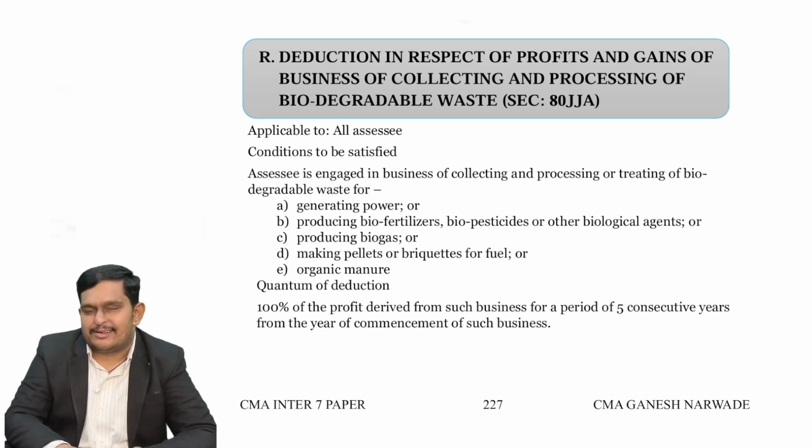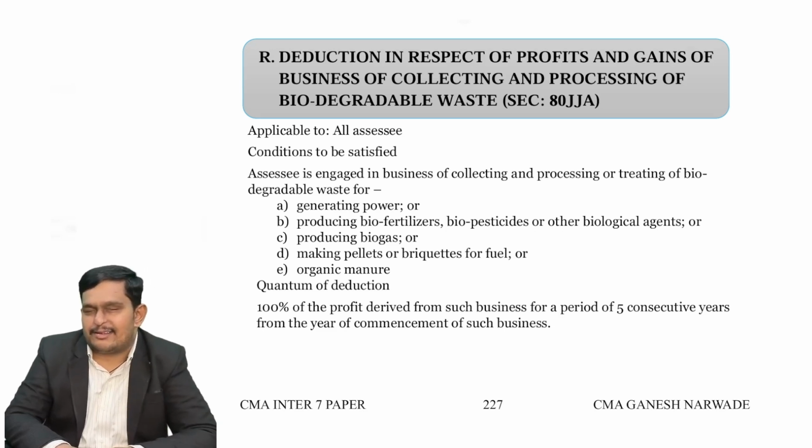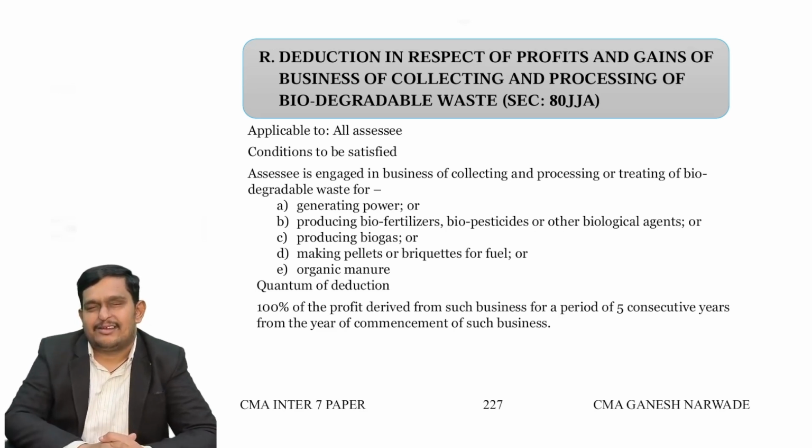If you do this, then whatever income you earned, 100% of the income is allowed as deduction. So if you earned 100 crores, you get 100 crores deduction under this section. But there is a limitation. Deduction is allowed only for the first 5 years. So only for 5 years this deduction is allowed.